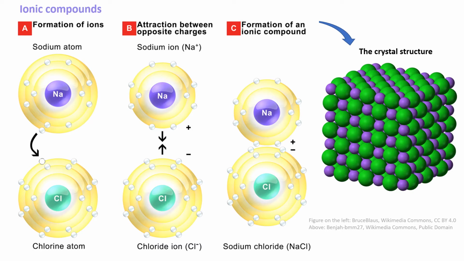Ionic solids form crystalline lattices, repeating patterns of ions. Table salt is an example of an ionic compound. Sodium and chlorine come together to form sodium chloride.